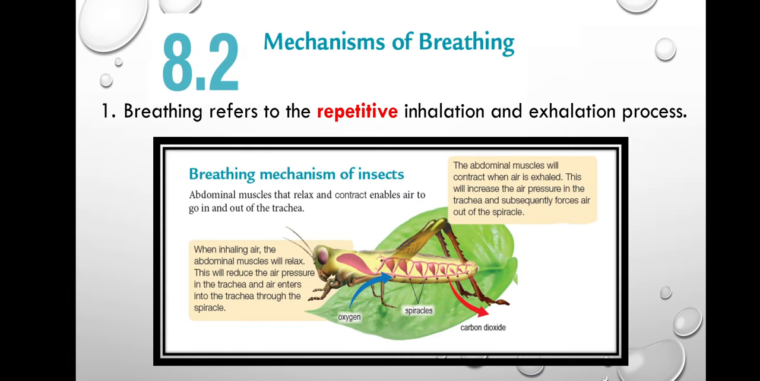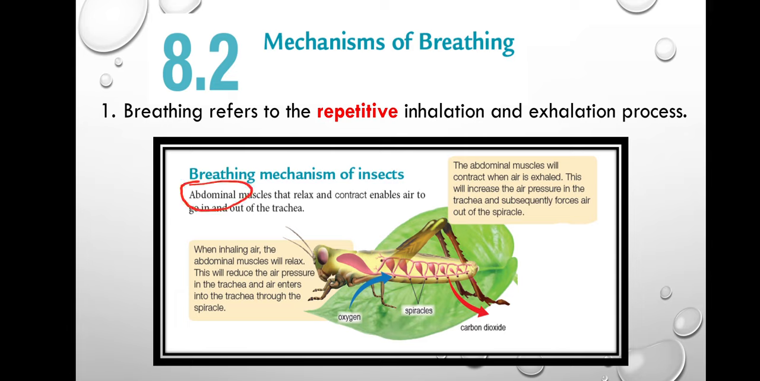So now we see 8.2, the mechanism of breathing. How to breathe. Also we will put into 4 categories. Just now we have seen the structure and the adaptation. Now we will see how they breathe. Breathing basically refers to the repetitive inhale, exhale, inhale, exhale. But it's not as easy as inhale and exhale. Which muscles or parts are involved when the inhale and the exhale happen? You must be able to explain that. Here for the insect it is the abdominal muscle.